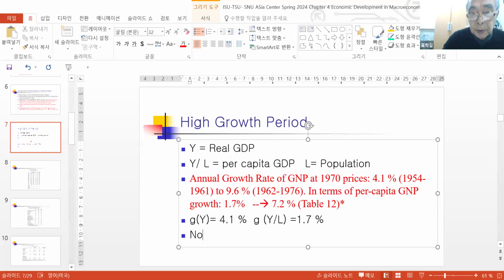Note, there is an identity: growth rate of Y minus growth rate of L is equal to growth rate of Y over L.